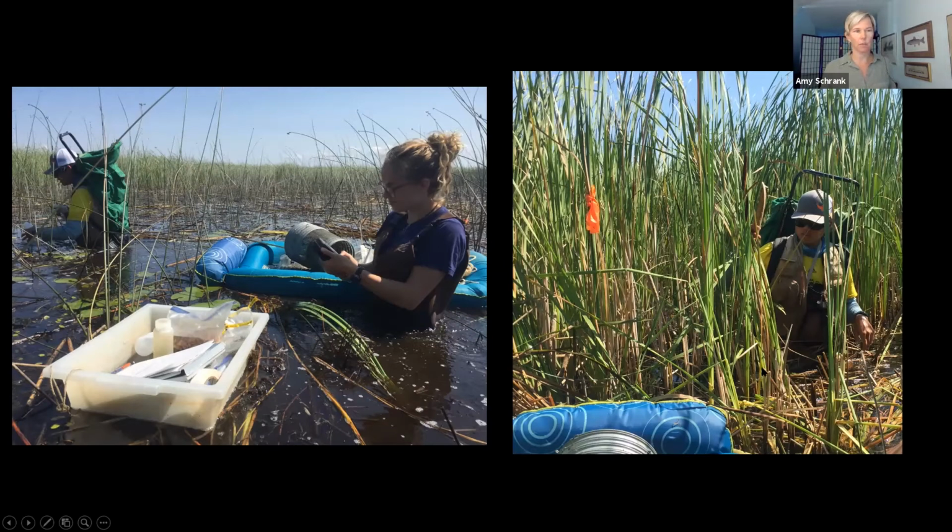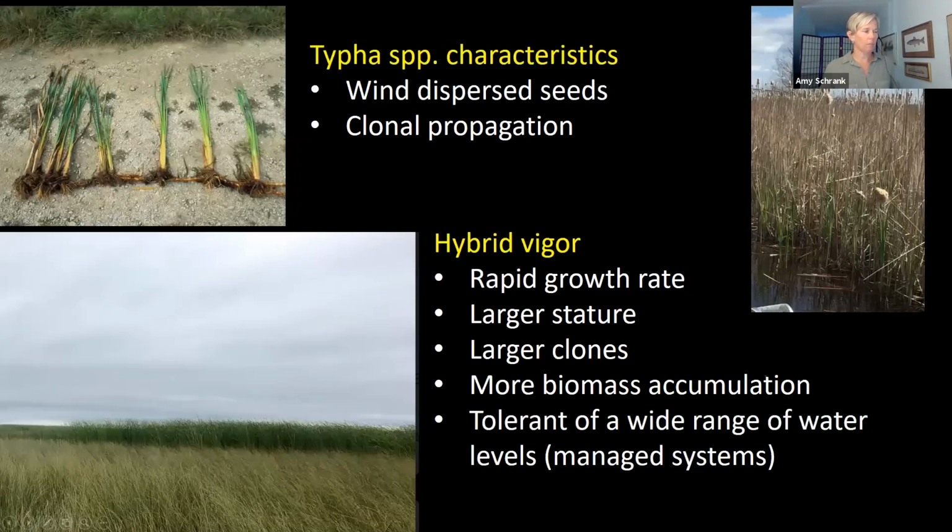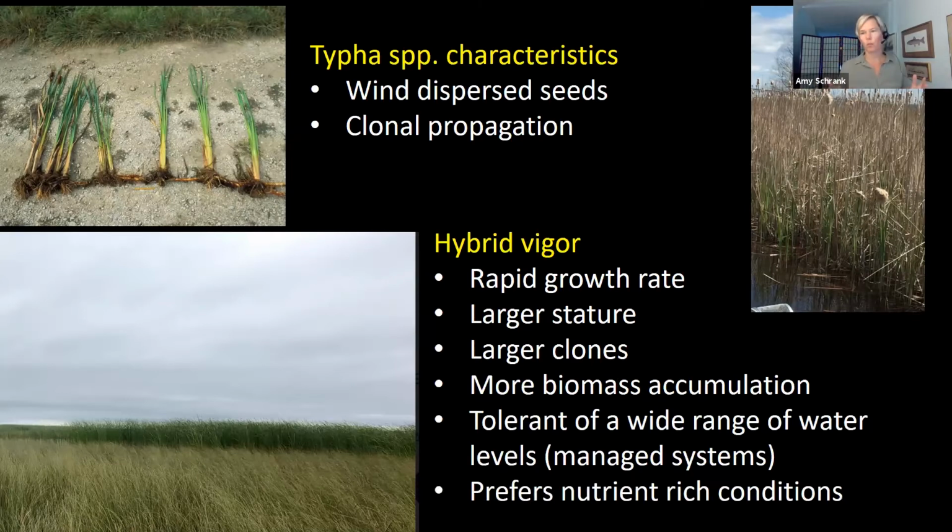So quite different. The hybrid is more tolerant of a wide range of water levels. So we do a lot of water management as humans, and so that's really good for hybrid cattail. They deal really well with managed water systems. And they also prefer nutrient-rich conditions. And we know we do nothing but put nutrients into the environment, and that's also really good for hybrid cattail. So that's why this species does so well.